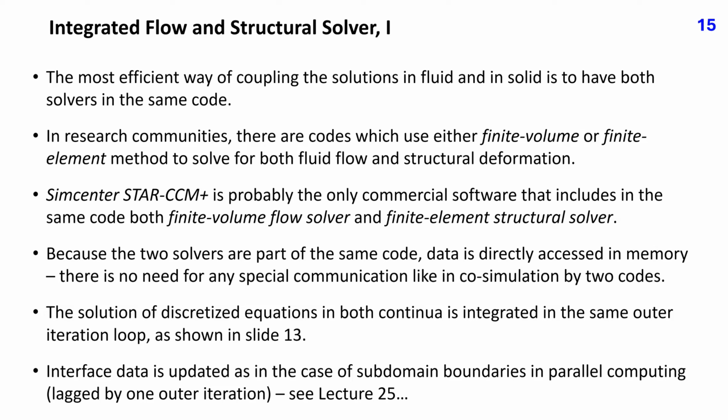Because the two solvers are part of the same code, data is directly accessed in memory. There is no need for any special communication like in co-simulation by two codes. The solution of discretized equations in both continua is integrated in the same outer-iteration loop as shown in slide 13. Interface data is updated as in the case of subdomain boundaries in parallel computing, that is, lagged by one outer iteration. See lecture 25.